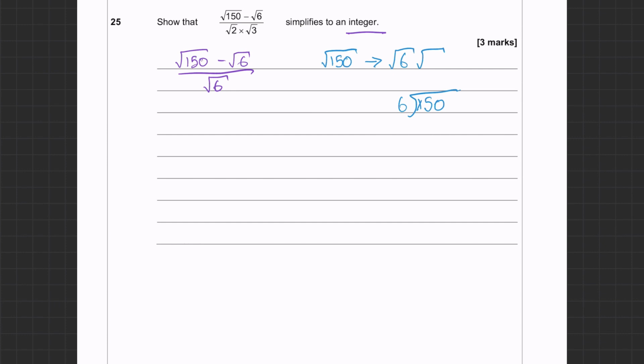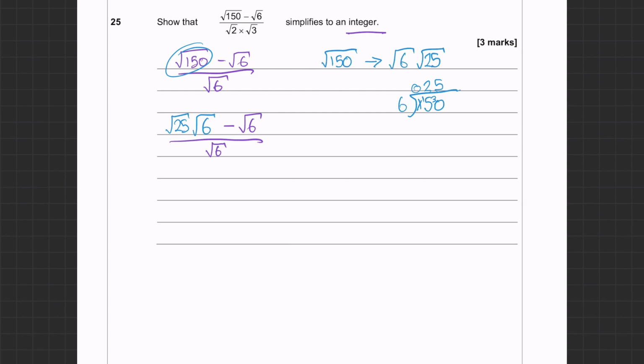6 doesn't go into 1, so the 1 carries over. 6 goes into 15 twice, with 3 left over, and 6 goes into 30 5 times. So we've now got root 6, root 25. So I'm going to replace this root 150 with root 25 root 6 minus root 6 all over root 6.